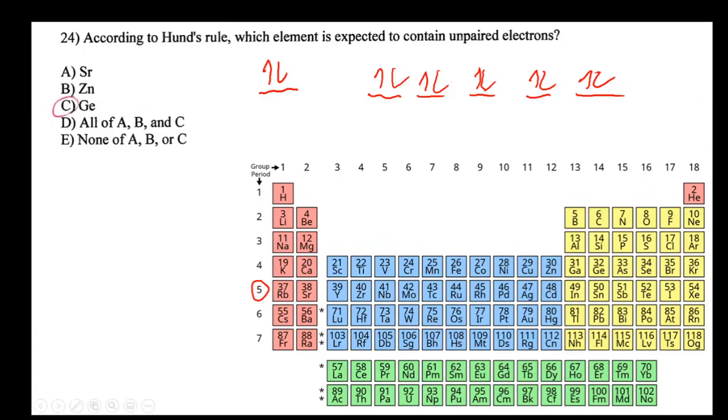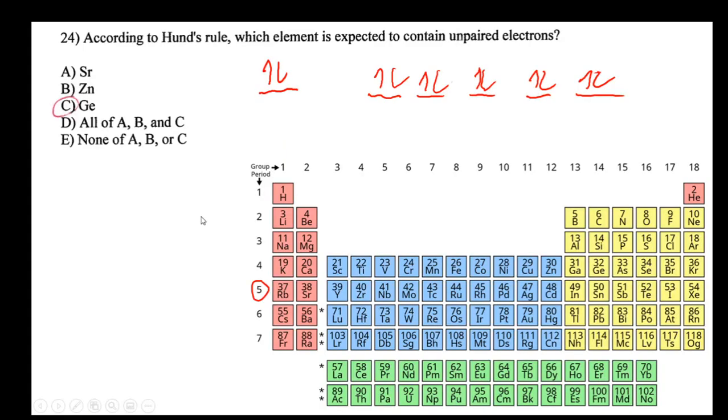So, germanium. Okay, there we go. Germanium is going to have the 4p2. So remember, the p orbital has 3 subshells. So germanium here is going to have 2 electrons. So Hund's rule says the first one goes in the first subshell, second one goes in the second subshell, and then there's no more. So these two are going to be unpaired. So the unpaired electrons would be germanium.